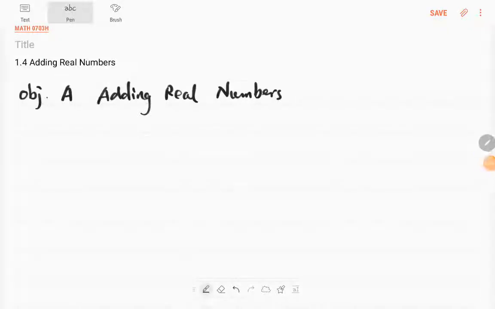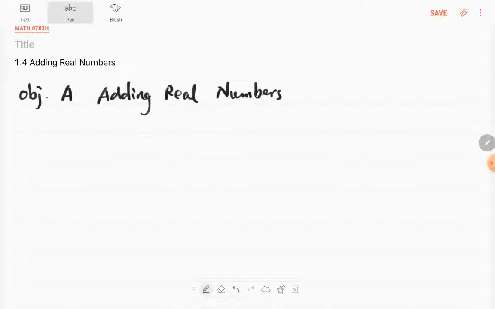Let's check 1.4, adding real numbers. The first objective is just about how to do the addition with real numbers. Basically, we could use the number line to help us do the addition. But here I do not recommend this method, because if each time we do the addition we need to draw a number line, it's a total waste of time. So we talk about just the rules for how to do the addition of real numbers.